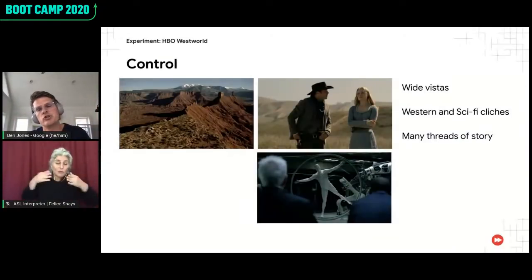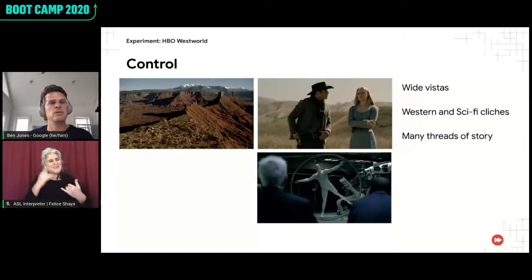The next experiment I'm going to show you, it's just interesting to see the kind of questions you can ask. This was an experiment we did with HBO for Westworld. Season one of Westworld drew a core audience of Western and sci-fi fans, and they needed to draw a broader audience. And so we did an experiment with them. This was the control ad that we used.